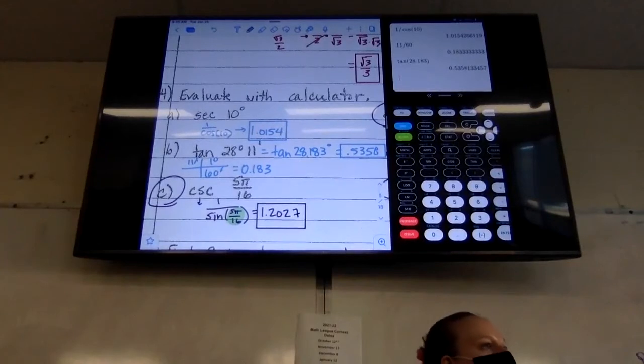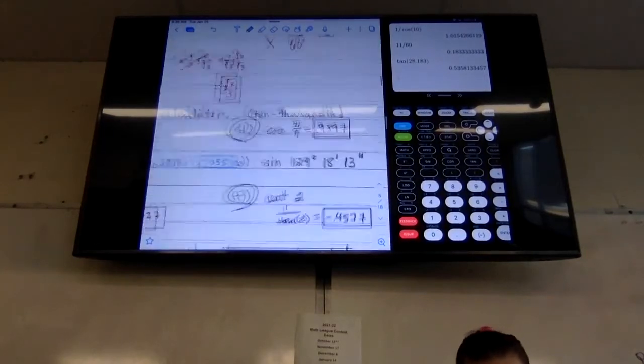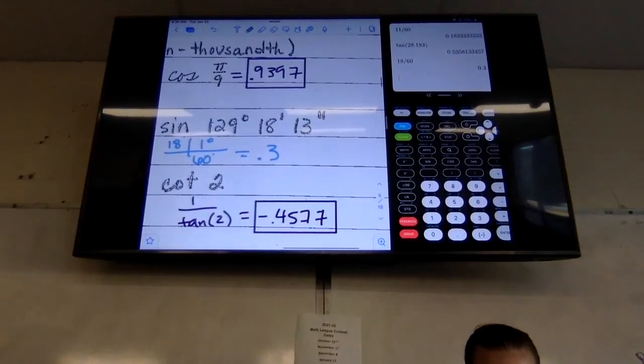And then the last one here is just like that. We just have to do minutes and seconds to get both of those into degrees. So when I move on to letter E, I'm going to make 18 minutes into degrees by dividing by 60. And I'm going to make 13 seconds into degrees by dividing by 3,600.